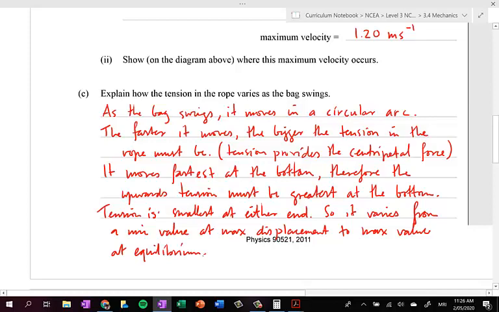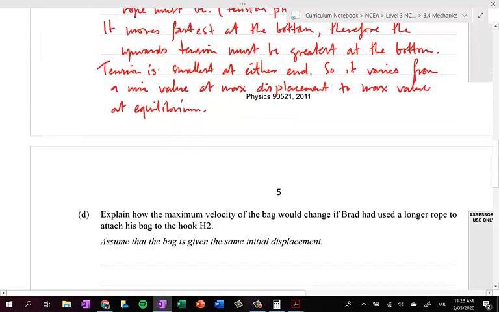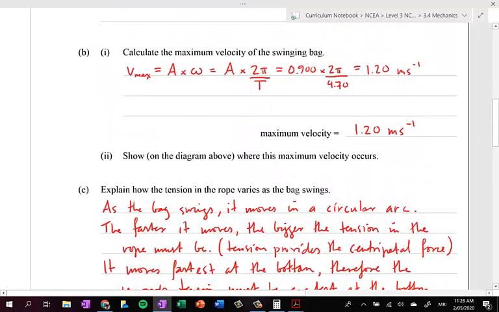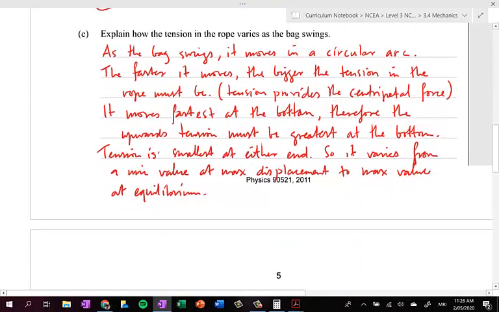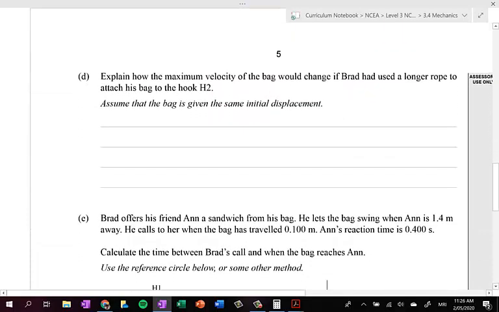So this one kind of combines some of the vertical circular motion stuff that we did with the recognition that in simple harmonic motion it's moving fastest at equilibrium. Okay, and you can also see that they've kind of guided your thinking by getting you first to answer this question about maximum velocity first, and then asking this question about circular motion. Okay, D. Explain how the maximum velocity of the bag would change if Brad had used a longer rope to attach his bag to the hook H2, which is a bit higher up.